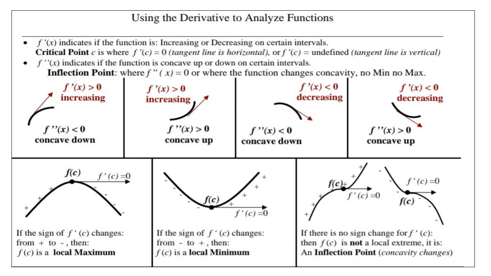Using the derivative to analyze functions. See here, if f dash is greater than 0 and f double dash is less than 0, it means concave downwards. If f dash is greater than 0 and f double dash is greater than 0, both first and second derivative, it means concave upwards. If first derivative is less than 0 and second derivative is also less than 0, it means concave downwards. If first derivative is less than 0 and second derivative is greater than 0, it means concave upwards.